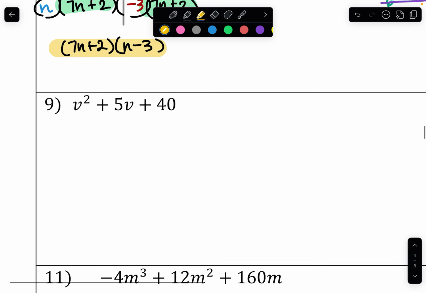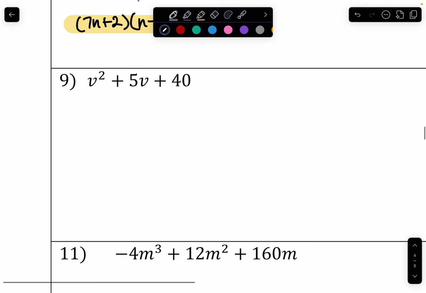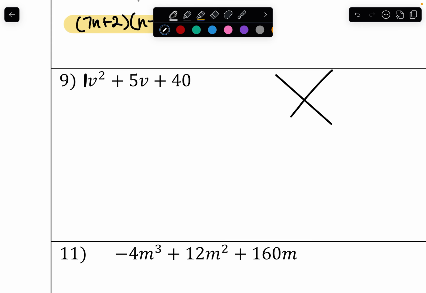Okay, for this next example, a is 1 again. And so we are looking for two numbers that multiply to 40, but add to 5.